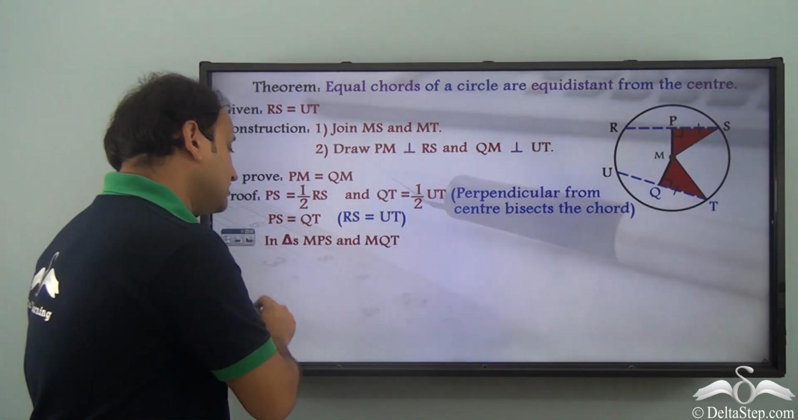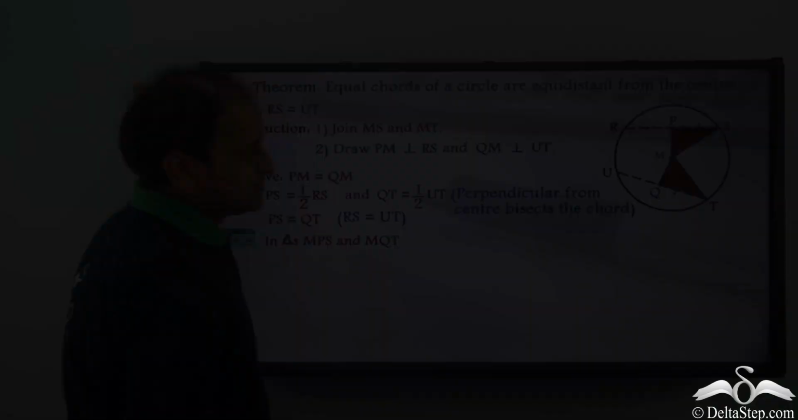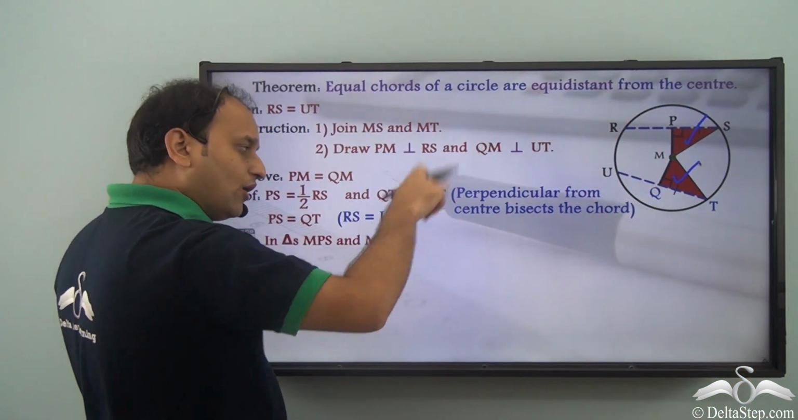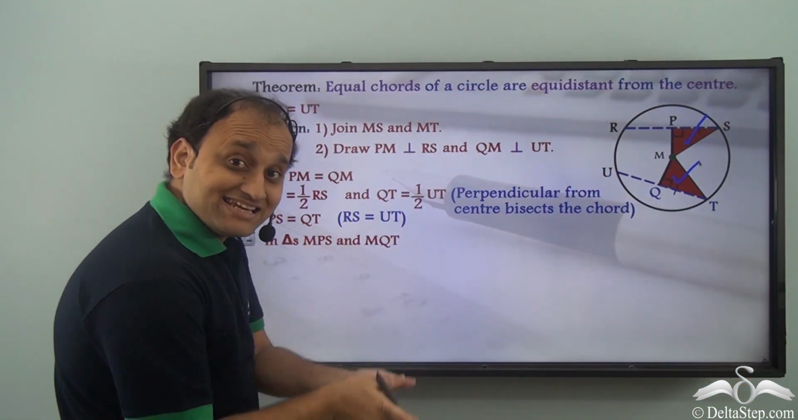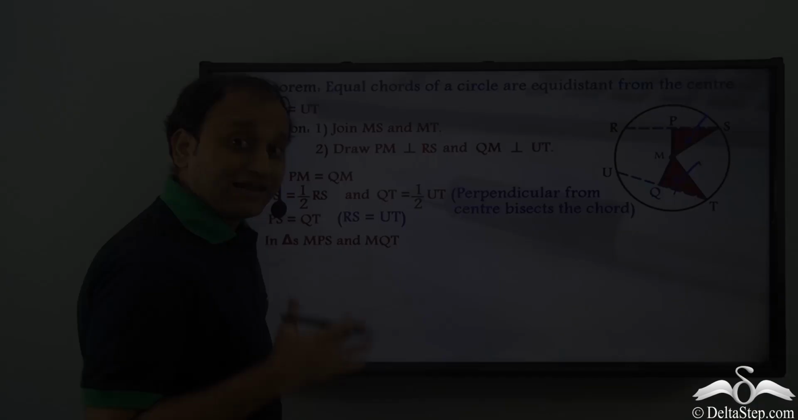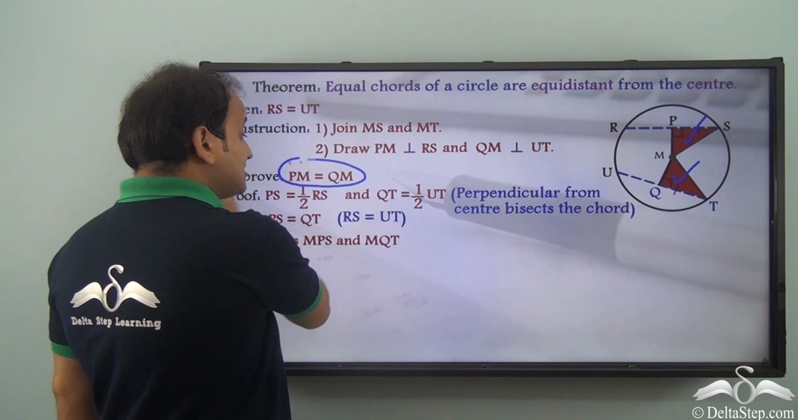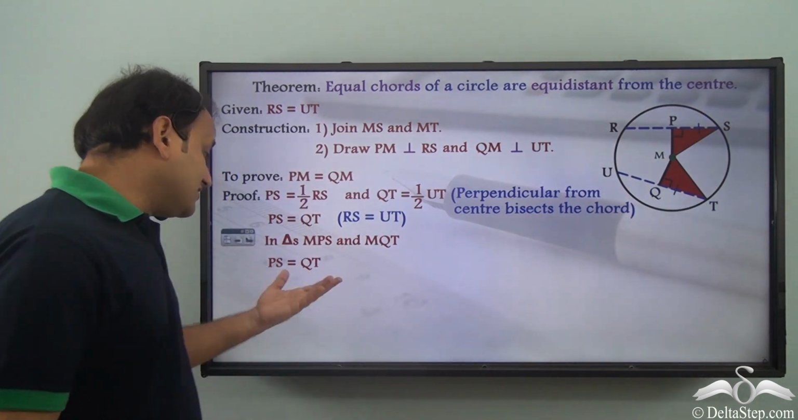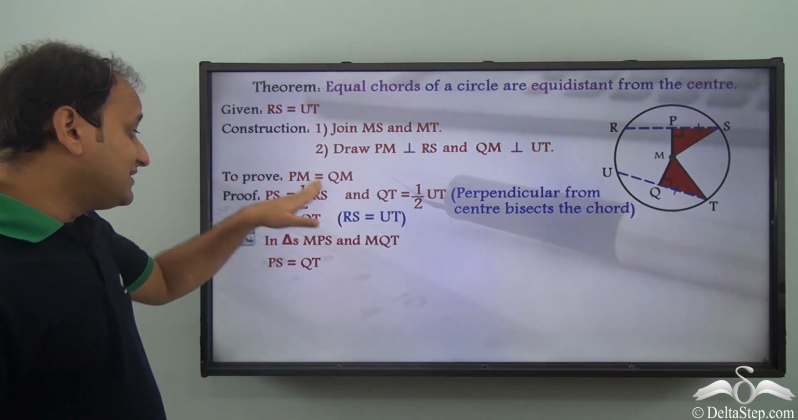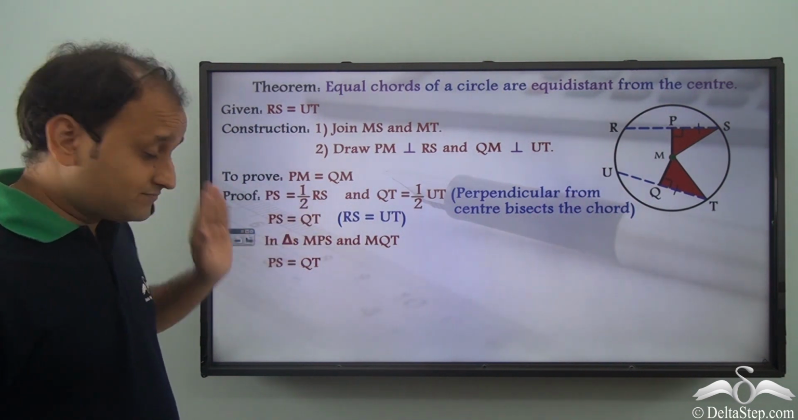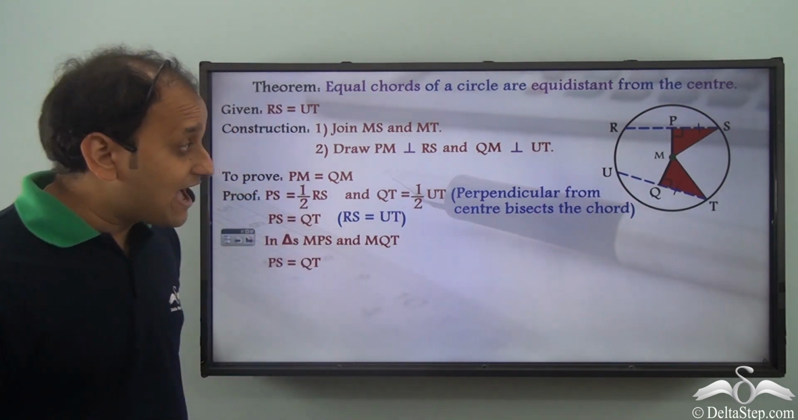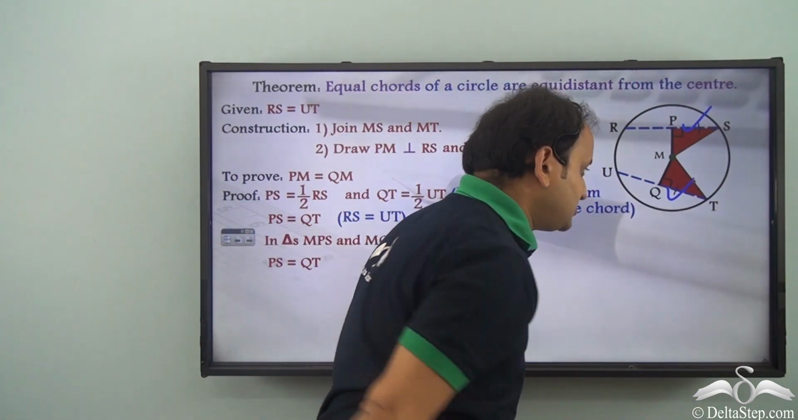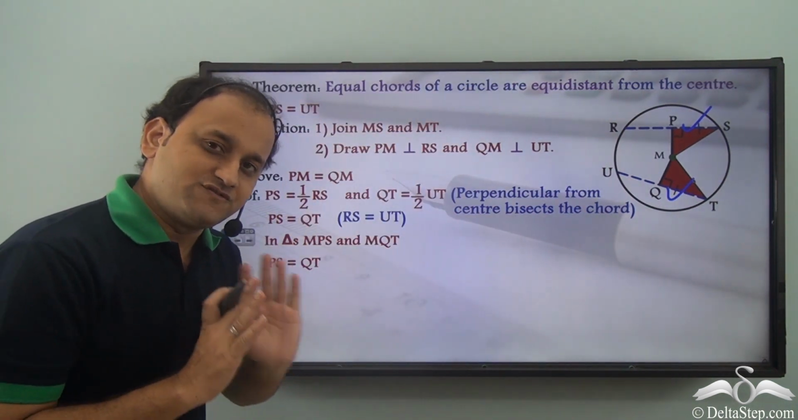Now let's consider triangles MPS and MQT. So we have this triangle and this triangle. Now these two triangles need to be proved congruent. Only then we can prove that PM is equal to QM. So in these two triangles, first of all, we have already calculated that PS is equal to QT. So that's one finding which we already have. So one pair of sides we have proved equal.